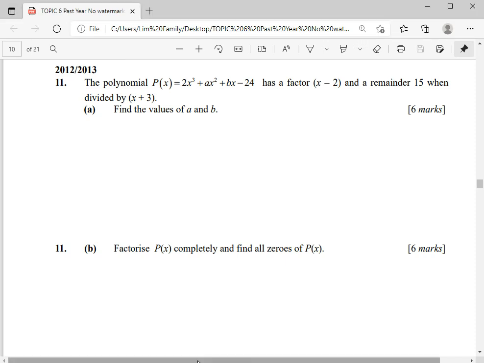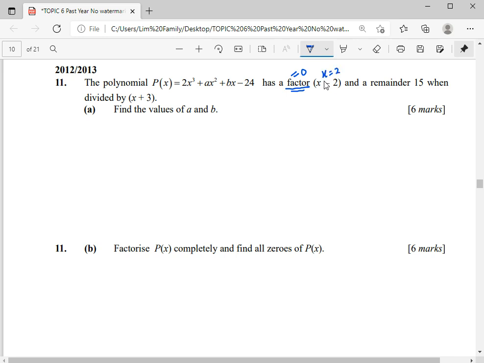So for question 11, we are given a cubic polynomial. When it says it has a factor, this is our keyword. When it says a factor, it means our polynomial will equal 0 when it is divided by x minus 2. So x minus 2 here means our x value will equal 2.